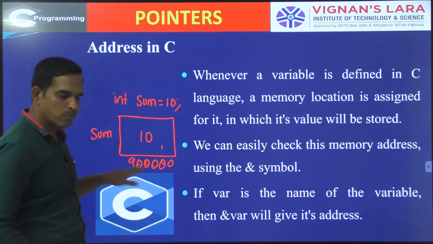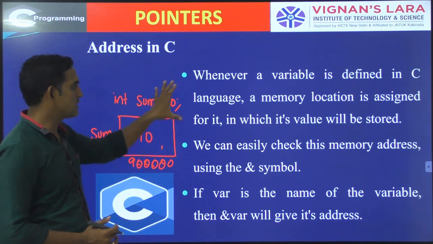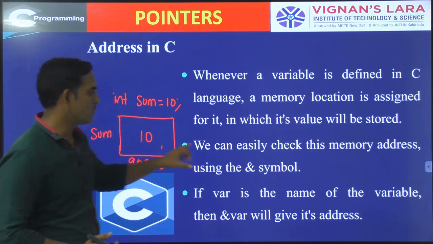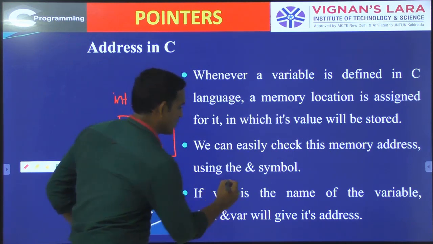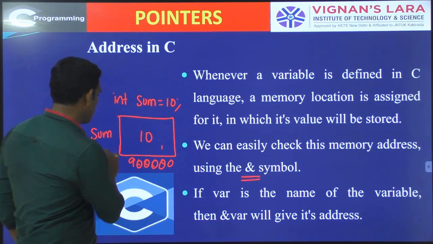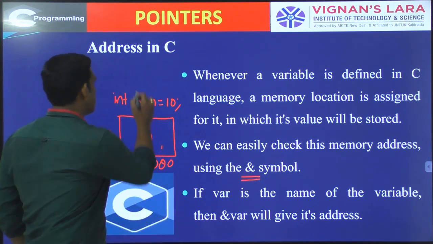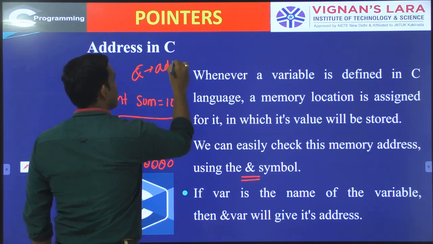You will have one memory address for the memory you have assigned for sum. That is the case with each and every variable in your program. You can easily check this memory address using the ampersand symbol. You can find the memory address of any variable by using the ampersand symbol, which is also called the address of operator.